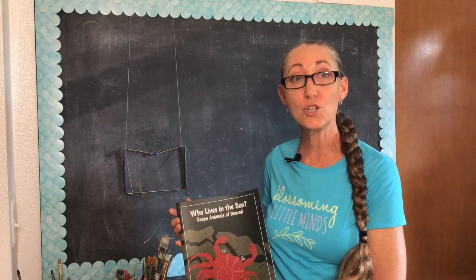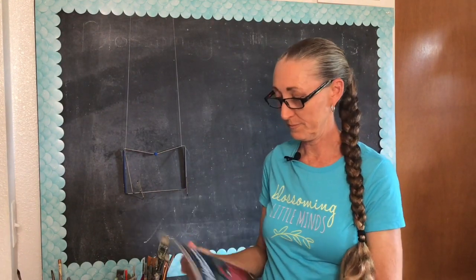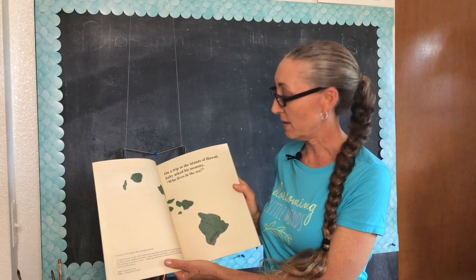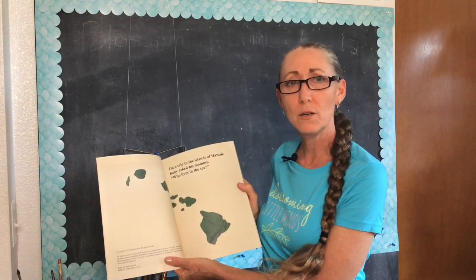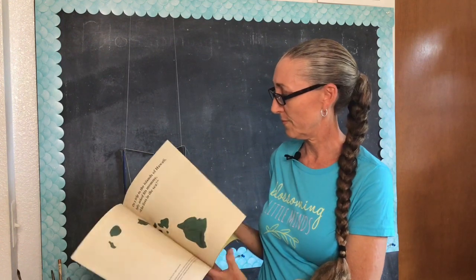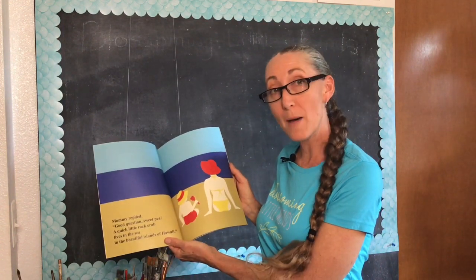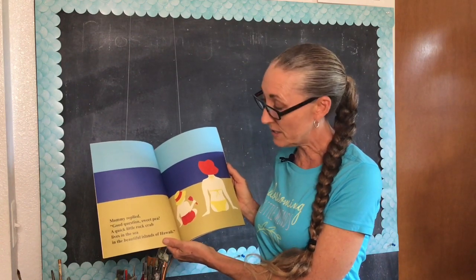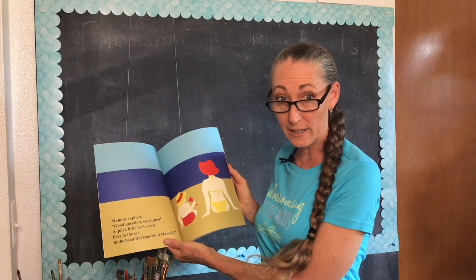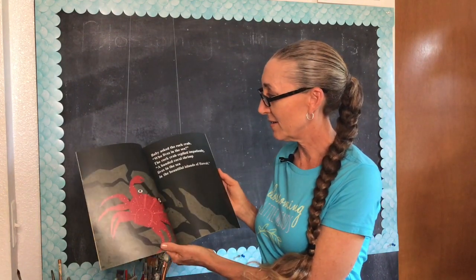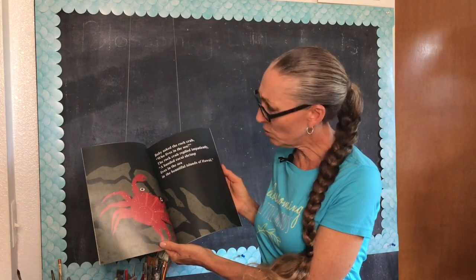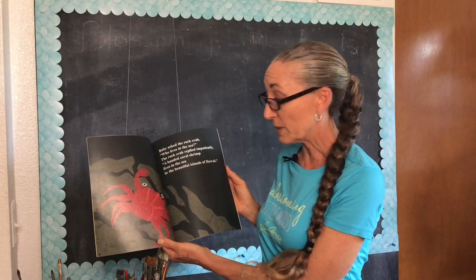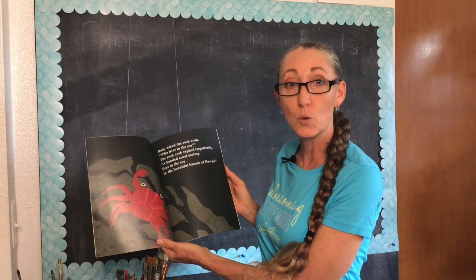Who lives in the sea? Ocean animals of Hawaii. On a trip to the islands of Hawaii, Baby asked his mommy, "Who lives in the sea?" Mommy replied, "Good question, sweet pea. A quick little rock crab lives in the sea in the beautiful islands of Hawaii." Baby asked the rock crab, "Who lives in the sea?" The rock crab replied impatiently, "A banded coral shrimp lives in the sea in the beautiful islands of Hawaii."